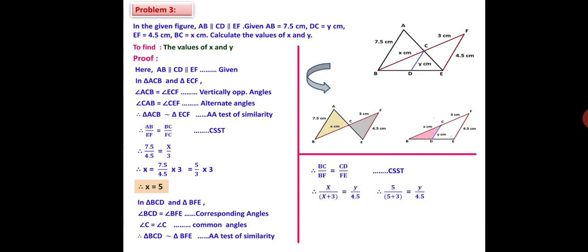Now substitute the values. x divided by x plus 3 is equal to y divided by 4.5. Therefore, 5 divided by 5 plus 3, as the x value we have calculated is 5, is equal to y upon 4.5. After simplification, you are getting y is equal to 5 upon 8 into 4.5, that is 5 upon 8 into 45 upon 10. 4.5 is simplified. So 45 upon 16, you are getting. So y will be 45 upon 16. That is the requisite value of y.